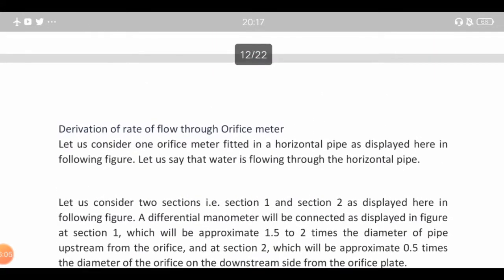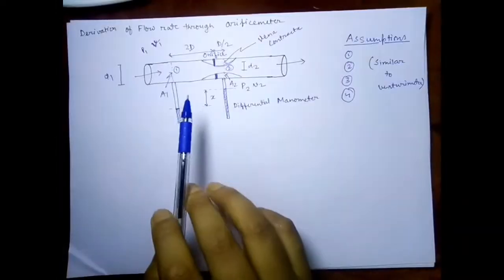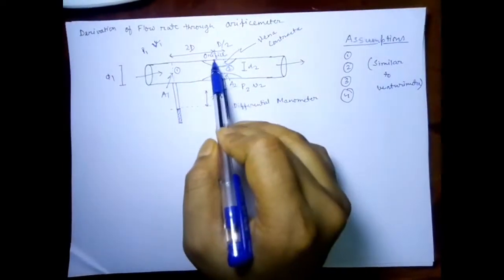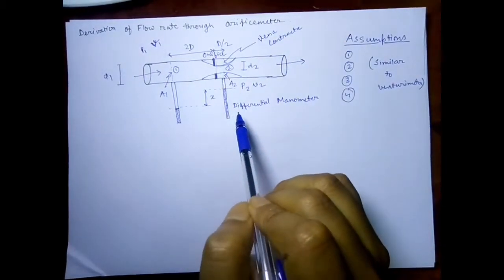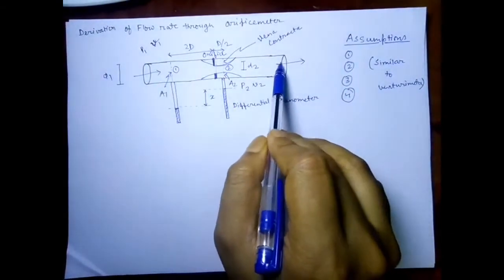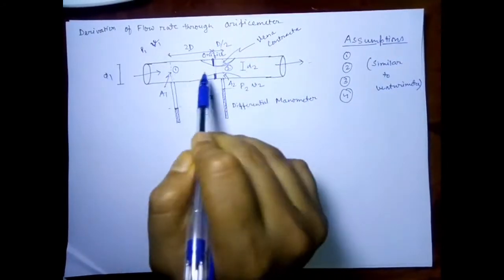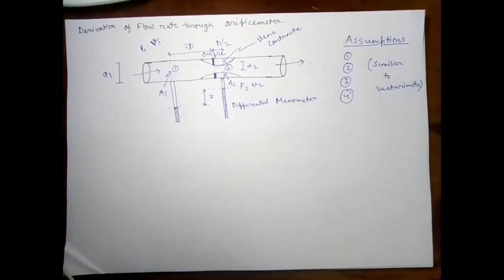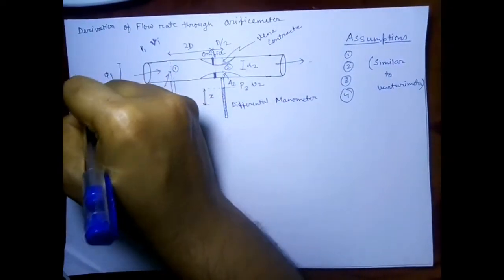So now we will derive the rate of flow through the orifice meter. Here I have made a diagram of an orifice meter, and this is the orifice part of the orifice meter, and flow is coming from here to here, and I have taken two sections, section 1 and section 2, and suppose the pipe has a diameter capital D, and that is equal to D1.